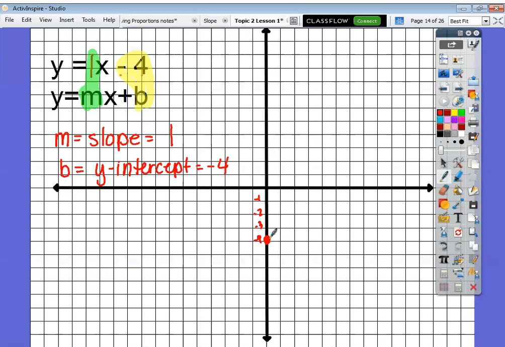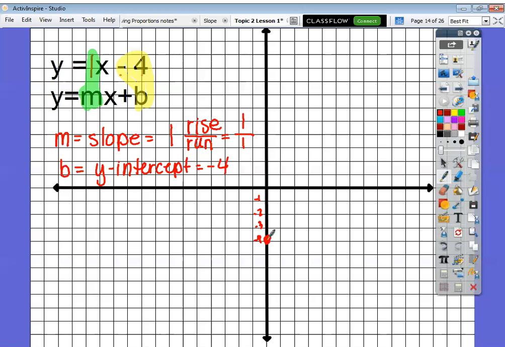Now, I'm going to find out what the rest of it looks like by adding on my slope. Now, my slope is 1. But remember, slope is rise over run. So 1 is really 1 over 1, or 2 over 2, or 3 over 3. I don't care. It doesn't matter. So watch what I do.